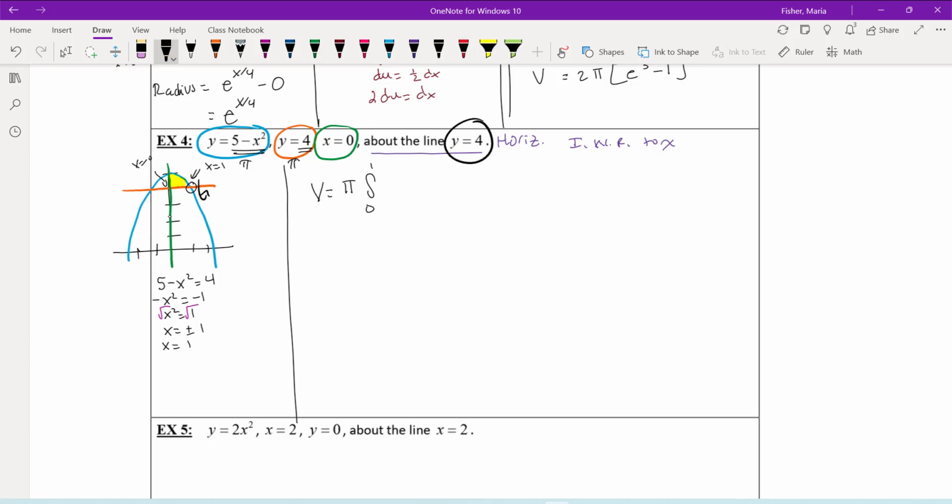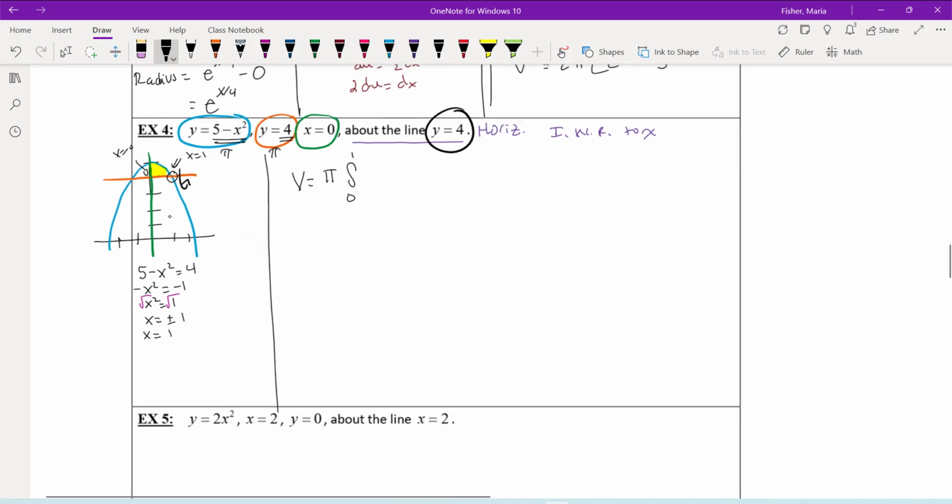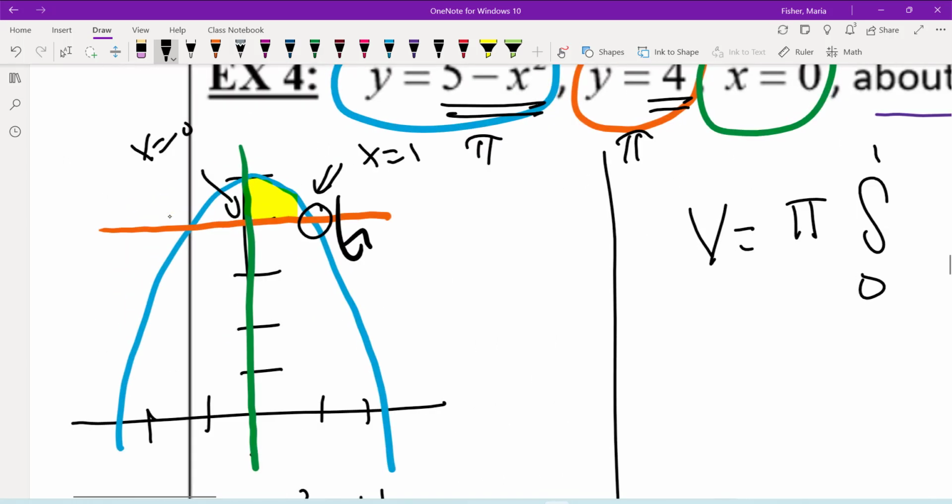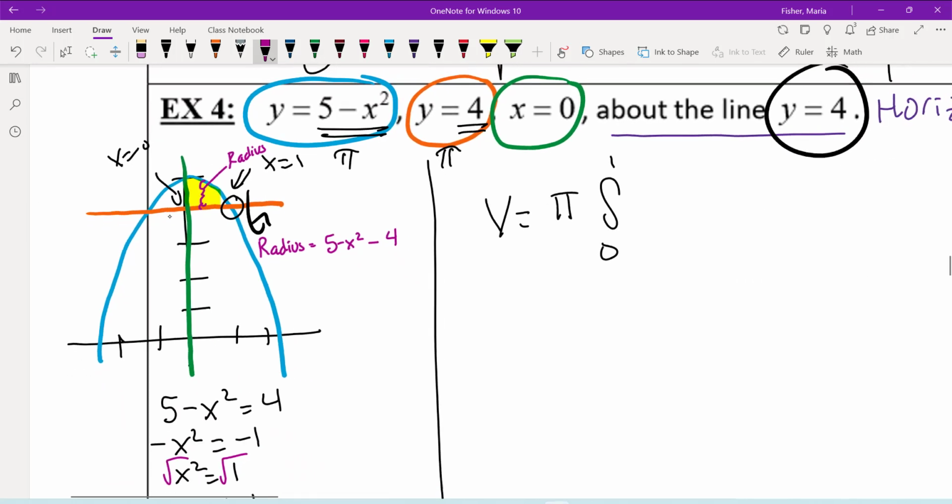And now I just need to figure out what my radius is. I'm going to make this just a little bit larger. Remember, your radius is always perpendicular to your axis of rotation. This right here is my radius. It is the distance from the curve to the axis of rotation. So what would the radius be in this case? Well, the radius is going to be the curve, which is the blue thing, which is 5 minus x squared, minus all the way down to the orange thing, which is 4. So my radius in this case was 5 minus x squared minus 4.